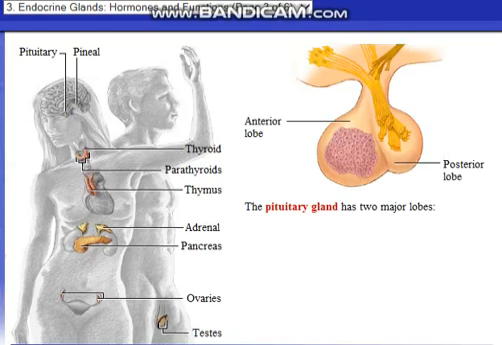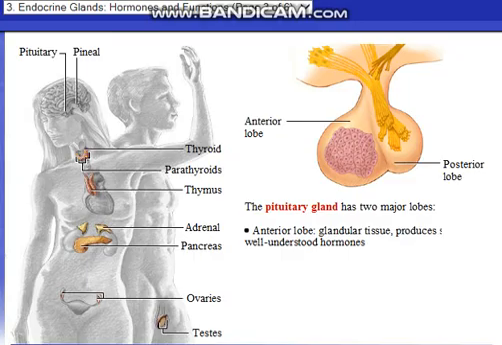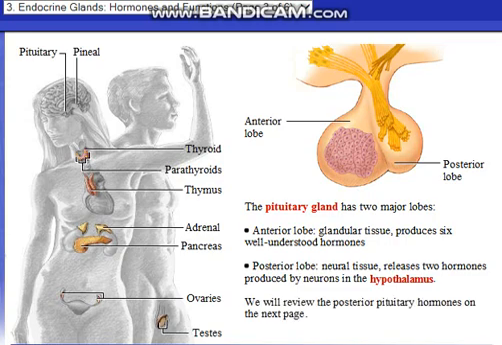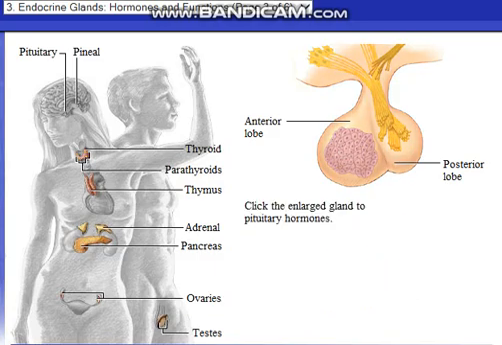The pituitary gland has two major lobes. The anterior lobe is glandular tissue and produces 6 well-understood hormones. The posterior lobe is neural tissue that releases 2 hormones produced by neurons in the hypothalamus. We will study the pituitary gland in detail in Topic 4 and review the posterior pituitary hormones on the next page. Click on the enlarged gland to briefly review the anterior pituitary hormones.